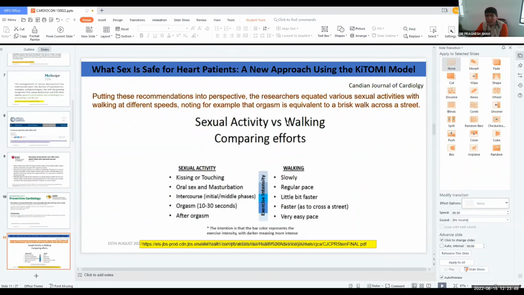Now, the Canadian Journal of Cardiology has a very good article on what sex is safe for the heart patient, a new approach using the METs model. This is a very good model. We will discuss it in the next slide. But they said that kissing and touching is as good as slow walking. Then there are different kinds of sexual activities, and they said that reaching orgasm takes almost 3 to 5 minutes, and it is as strenuous as crossing the street with moving vehicles. It is the faster activity.